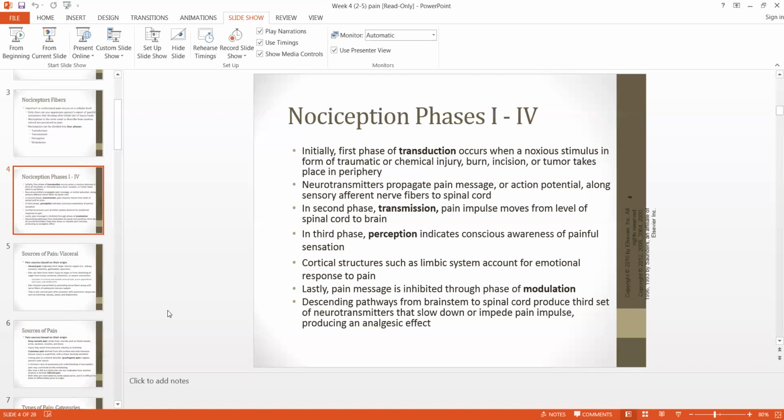So this next line here, cortical structures such as the limbic system account for the emotional response to pain. This can maybe be controlled by the patient, maybe it can't be controlled by the patient, but the emotions of the pain sometimes reveal how intense this pain is. This is where the patient can really change his expression of the pain to being severe to being not so severe.